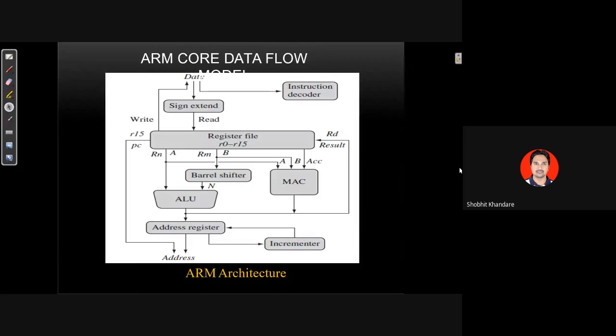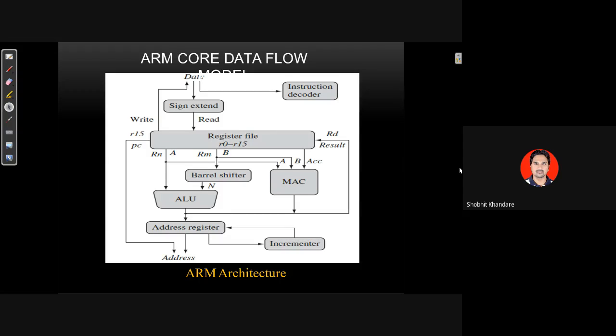So this is a programming model, the ARM core data flow model. Before I start with this, let me tell you what we mean by core. Many times when you go through the textbook, you will encounter the words ARM core or engine. These are interchangeable words. So what do we mean by core and what do we mean by engine? We will try to see.